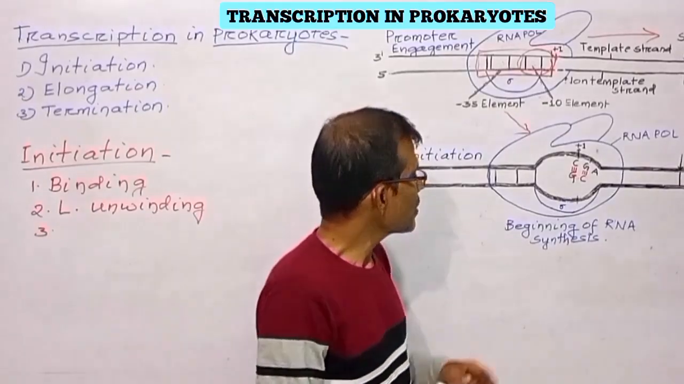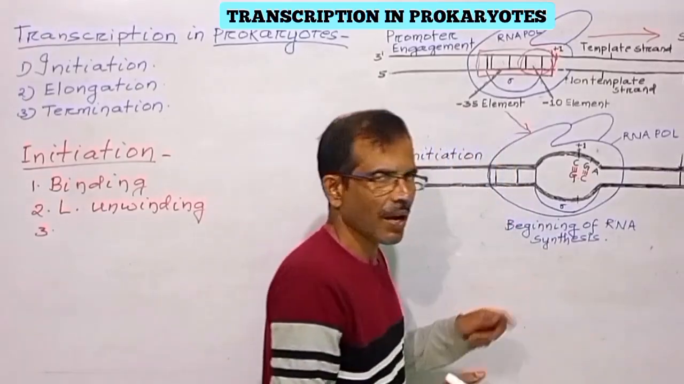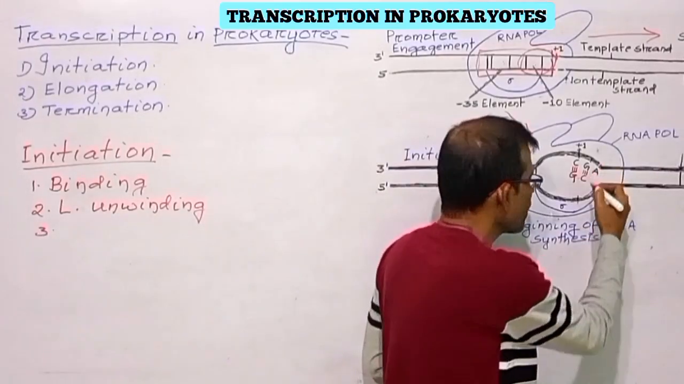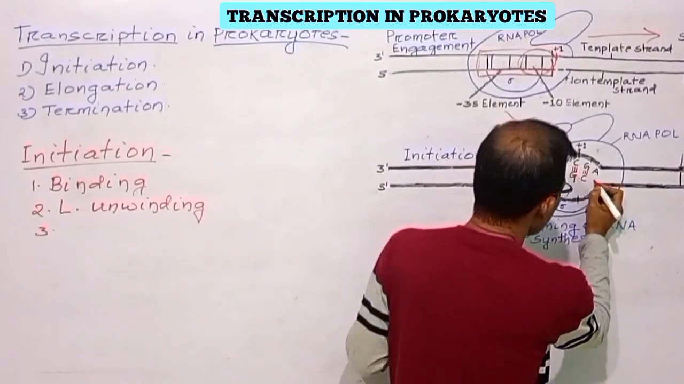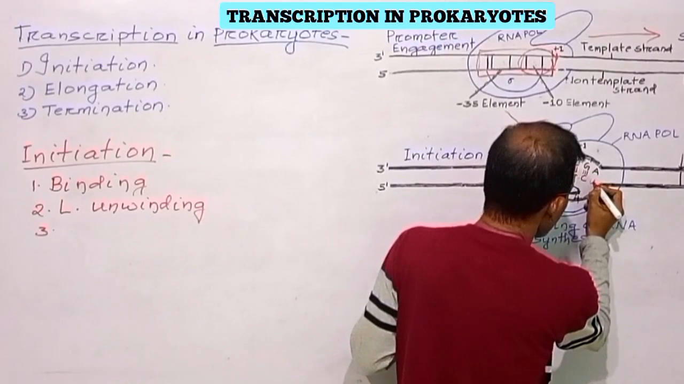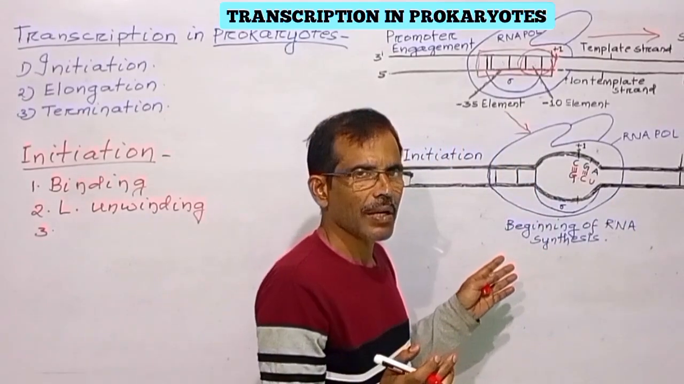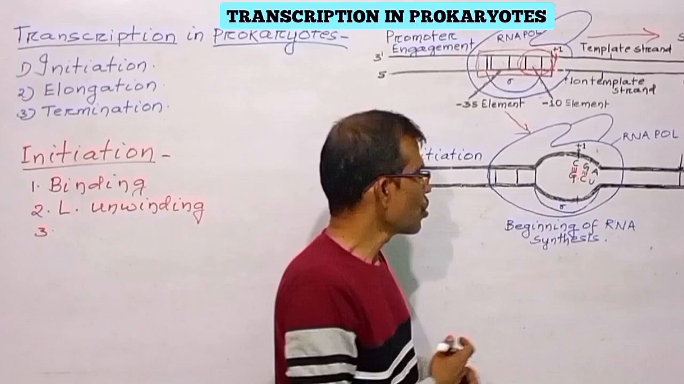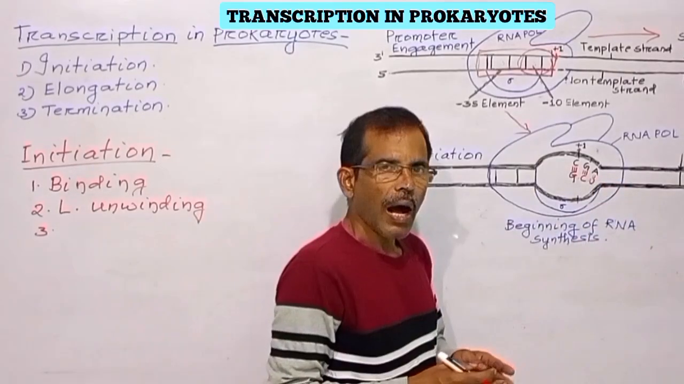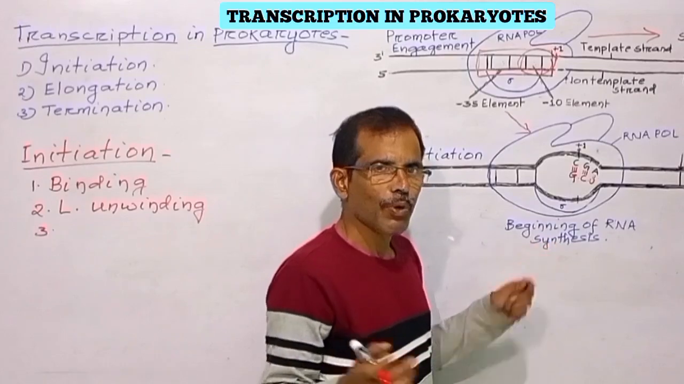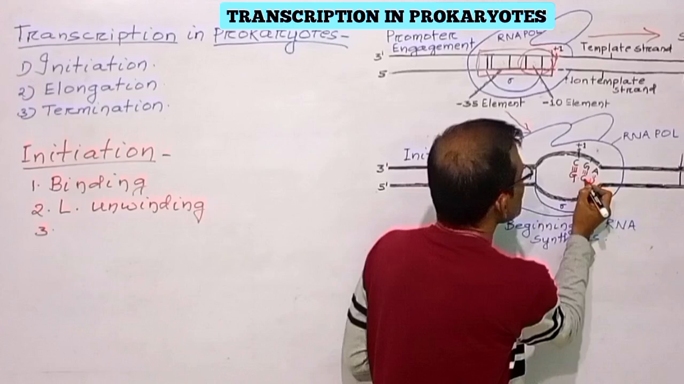Next, what is the third nitrogenous base on the template strand? It is adenine. So the third incoming ribonucleotide will be uridine triphosphate. This is because uracil is complementary to adenine, so there will also be base pairing between them. After base pairing, the second phosphodiester bond is formed between these two ribonucleotides.